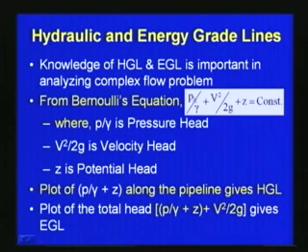Bernoulli's equation gives P by gamma plus V square by 2g plus Z is constant, where P by gamma is the pressure head, V square by 2g is the velocity head and Z is the potential head. V is the average velocity, P is the pressure, gamma is the specific weight, and g is the acceleration due to gravity. As per Bernoulli's equation, this is constant. Now the plot of P by gamma plus Z along the pipeline gives the hydraulic gradient line.